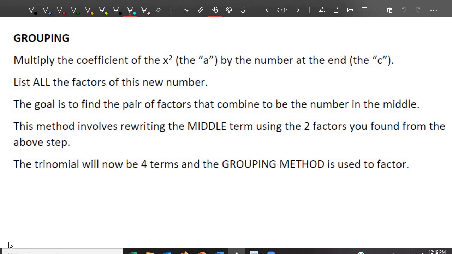Now, I'm going to do the exact same problems, but using the grouping method. It's still going to take the number in front of the A and multiply it by the C. We're still going to list all the factors of that number, and find the two numbers that add up to be the number in the middle. So it's all the same thing. We're multiplying, listing out the factors, and finding the ones that give us what's in the middle. Then we're going to use that special grouping method to factor it. So I hope you've watched that video on the grouping method.